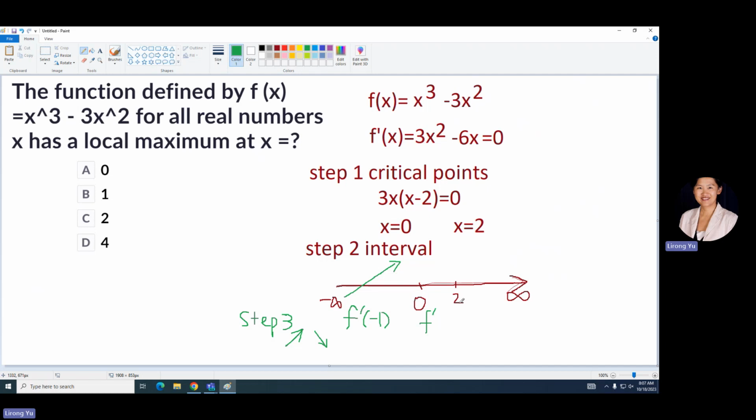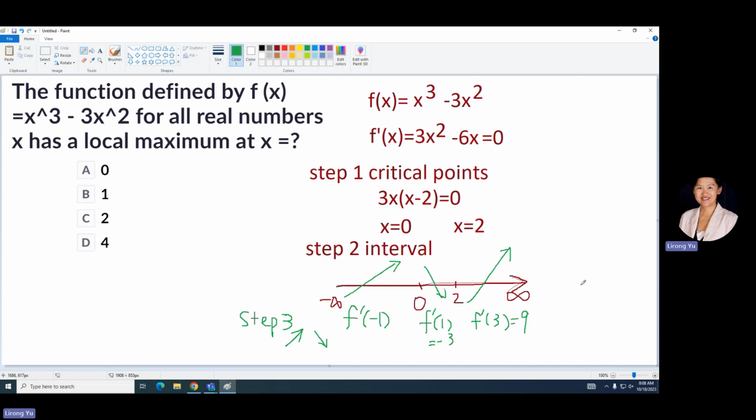Between 0 and 2 we test 1, the derivative at 1 is negative, so that is decreasing. At 3 for the last interval, between 2 and infinity, any value can be tested. So plugging in 3, the derivative is actually 9. The positive derivative tells us increasing. Okay, so that's how we know.